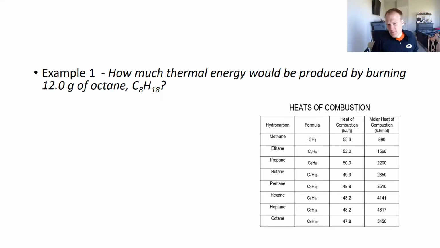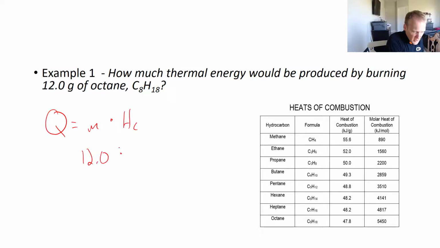Okay, so with this problem, it says how much thermal energy would be produced by burning 12 grams of octane. Notice to the right here we have a chart for the heats of combustion. I will be attaching that to the assignment. These would be known heats of combustion that you would be given. So Q equals mass times the heat of combustion. The mass is 12 grams, and we are dealing with octane, C8H18. And look, we're dealing with grams, so you want kilojoules per gram, not mole. So that would be 47.8, if I get it right.